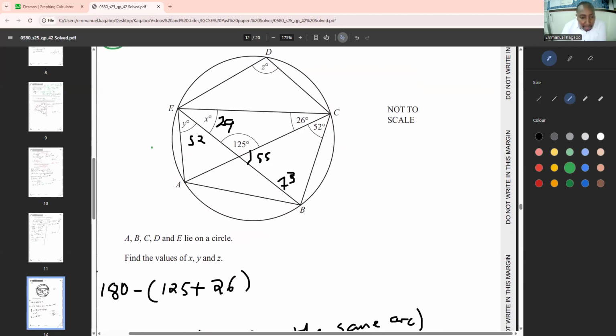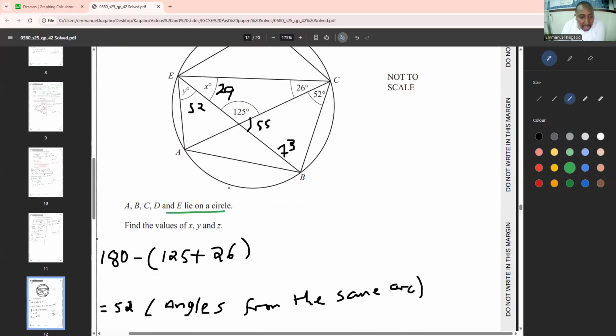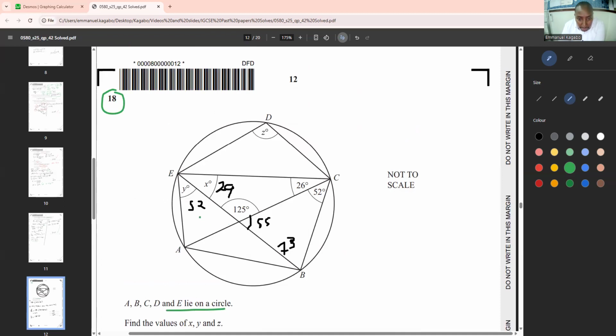Very good. Now, this is a circle. They said A, B, C lie on the circle. Whenever you see this one, you should remember the circle theorem that says opposite angles in a cyclic quadrilateral add up to 180 degrees. Very important thing, okay? Now, let me start with what? They said find x. Let me start with x.